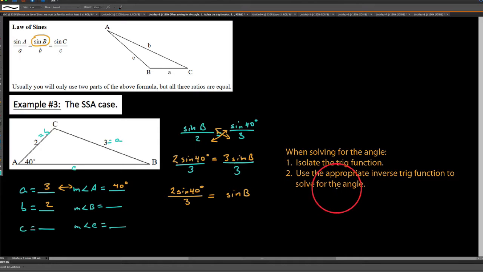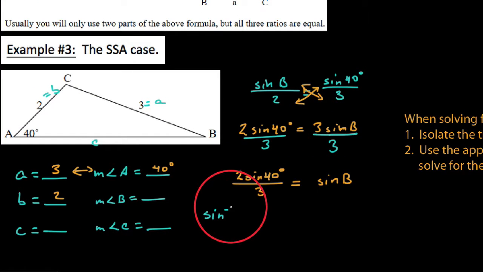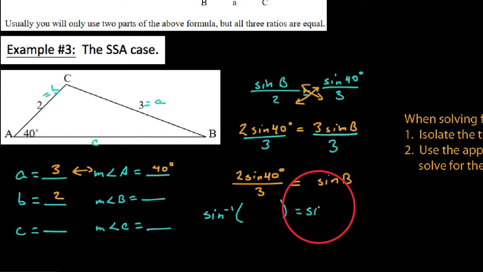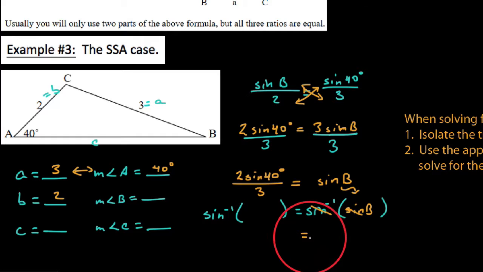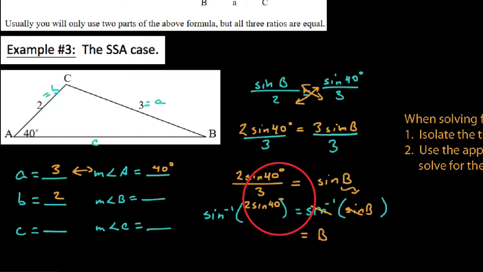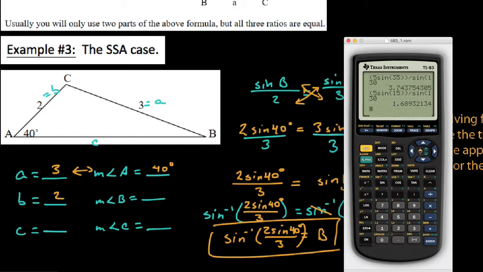Now, in terms of using the appropriate inverse trig function, here's what I want you to keep in mind. We are undoing a sine function. And so to undo this, we're going to take the sine inverse of everything on the left and the sine inverse of everything on the right. Now, we had sine of B on the right, but sine inverse and sine cancel out, and we get left with just the angle B. On the left side, we have 2 sine of 40 degrees all over 3, so our angle is equal to the sine inverse of 2 sine of 40 degrees all over 3. But the thing here is, we can use a calculator in order to obtain this value.